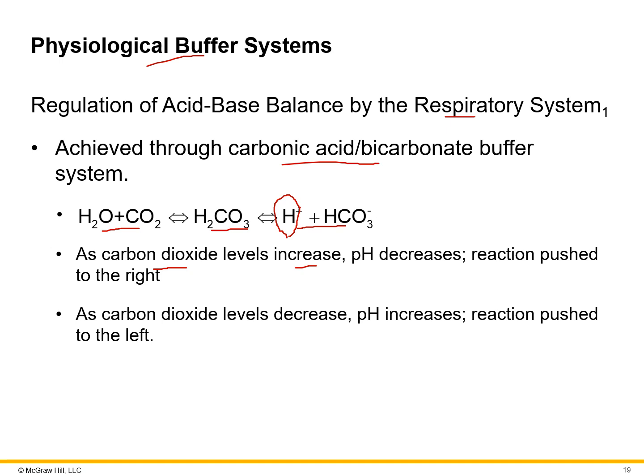However, if we have the opposite, so if our carbon dioxide levels decrease, now everything is going to go to the left. So as that releases, now the hydrogen ions can combine with bicarbonate. That's going to form the carbonic acid, and then that can be broken down to release carbon dioxide and water.